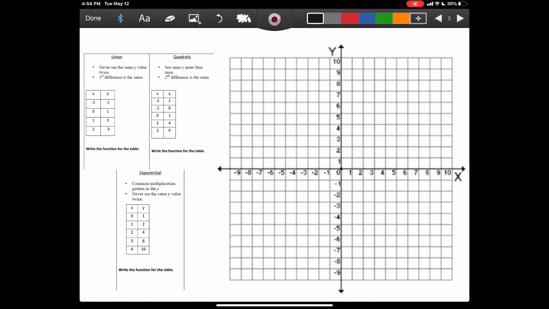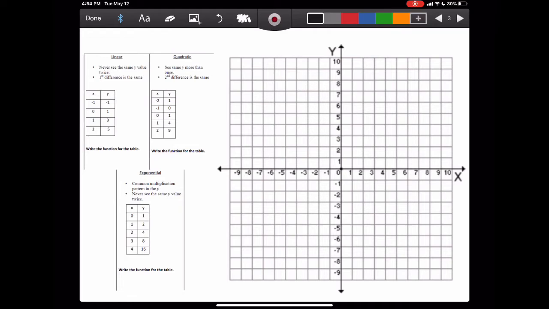Let's move on here. Now, we're going to be looking at tables. For a linear function, you're never going to see the same y value twice. The reason why is because you're trying to make a straight line. If you do see the same y value twice, you won't have a straight line.